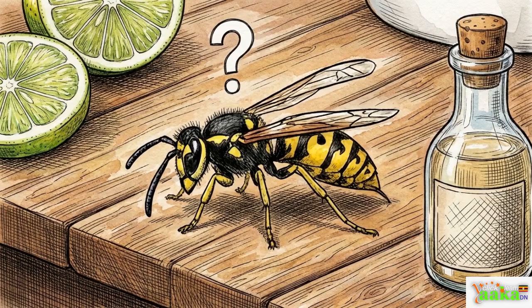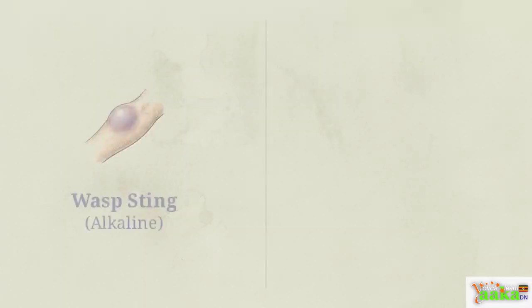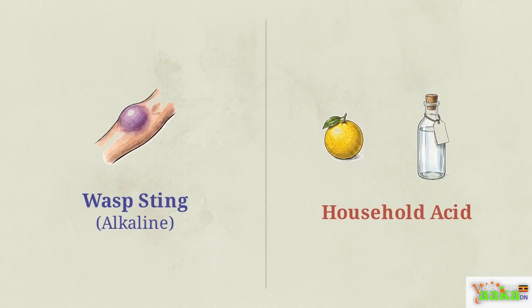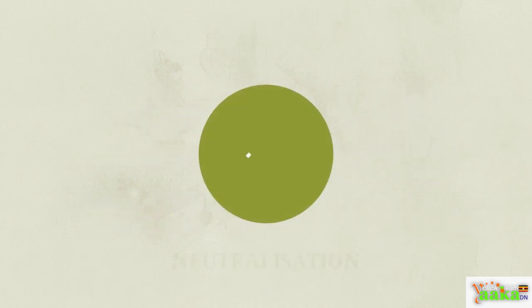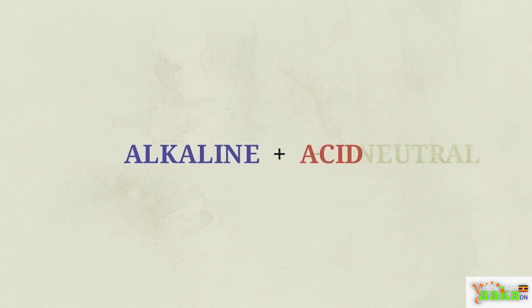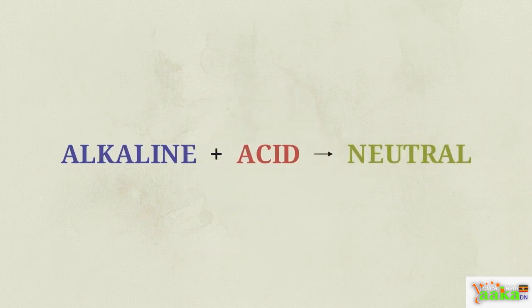Let's see if you solved the wasp sting problem. This diagram shows the correct treatment. Because the wasp sting is alkaline, you must apply a mild household acid, like vinegar or lemon juice, to achieve a neutralization reaction and stop the pain. By identifying the core chemical problem, an alkaline venom, you were able to balance the equation by selecting its exact chemical opposite.